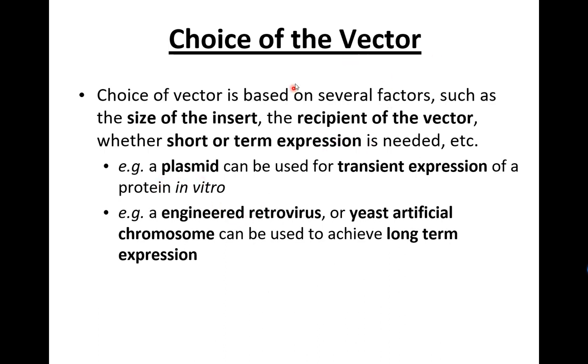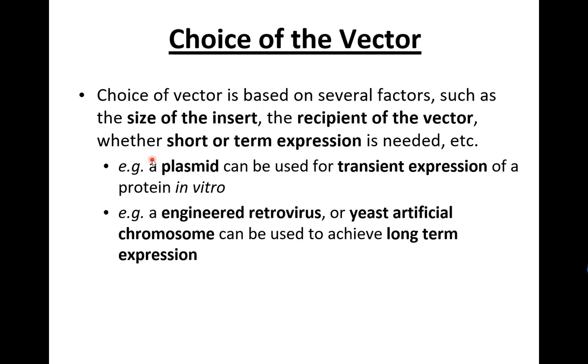Now, how you choose the vector among those depends on different things. Again, as we said, the size of the insert is a big factor. Then what are you going to use it for? If you want to just express a protein in bacteria, go straight to a plasmid. It's easy. Or whether you want to achieve short or long-term expression. We'll talk about gene therapy in the next lecture, and that's a big issue there.